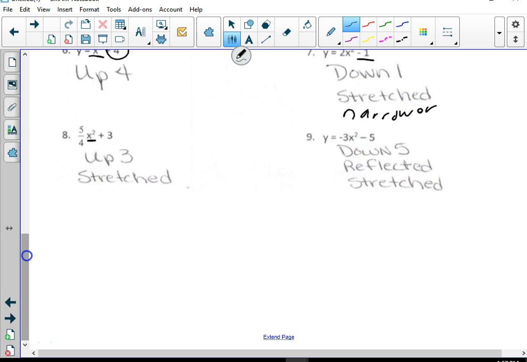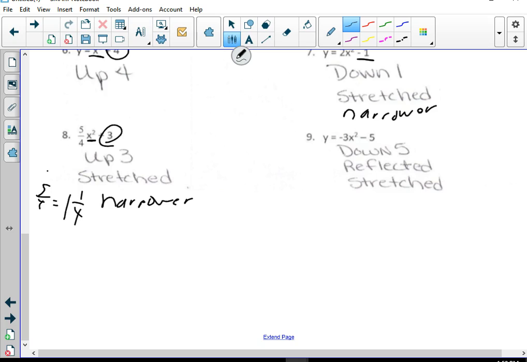Okay, so on this one, here's the x squared. What's happening to it? It's moving up 3. Now, some of you may have said, oh, fraction, it's wider. It's a very common mistake. But this is an improper fraction. 5/4 is 1 1/4, which means it's bigger than 1. So even though it's a fraction, it's stretched or narrower. Now if it was 4/5, then it would be wider, because 4/5 is less than 1.